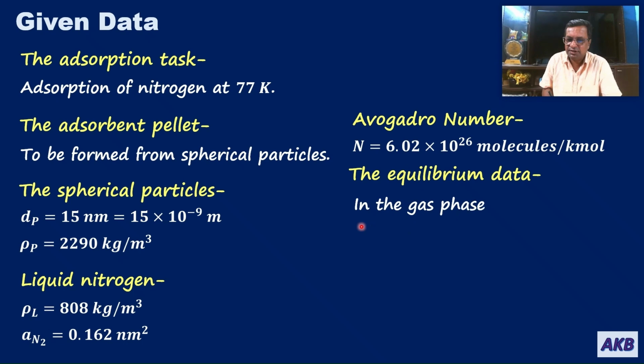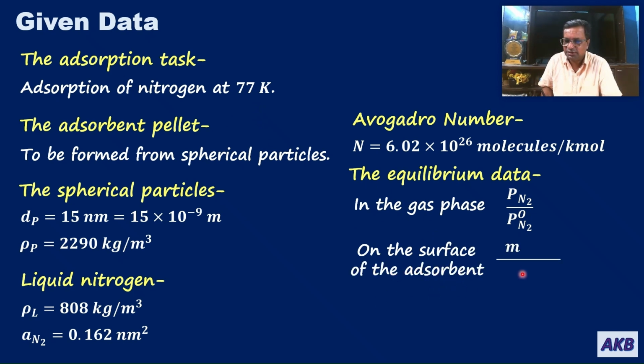Then the equilibrium data is given to us. In the gas phase, the values for this ratio are given to us: Pn2 by Pn2 naught, where Pn2 is the partial pressure of N2 in the gas phase, and Pn2 naught is the vapor pressure of nitrogen at 77 Kelvin. Then on the surface of the adsorbent, the values for this parameter are given: meter cube of nitrogen adsorbed per kg of solid into 10 to the power 6. So we have values for this entire term.